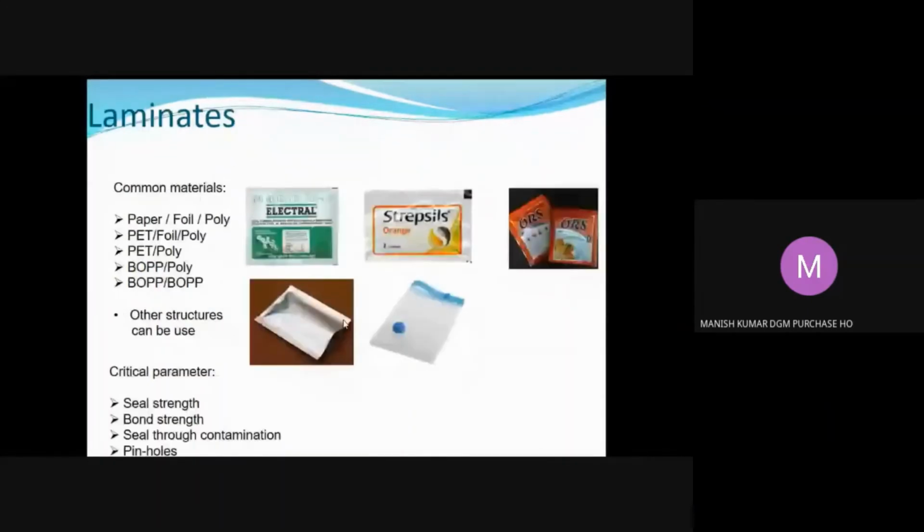The other major packaging material we use is laminate. Everybody might have seen Electral and Strepsils or ORS, and plain laminated or transparent pouches we are using for pharmaceuticals. These are the common laminates we use. This Electral is a paper foil poly structure. This Strepsils is a PET foil poly structure. And this ORS is a PET poly structure.